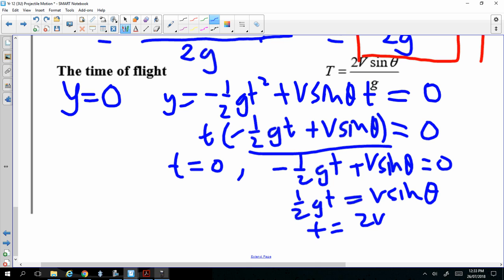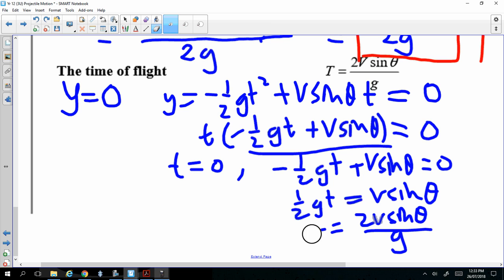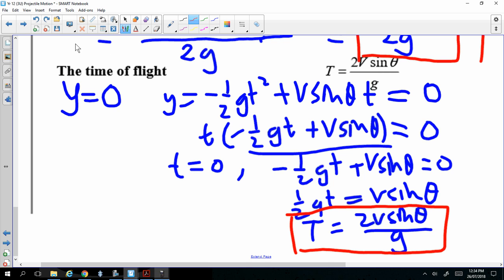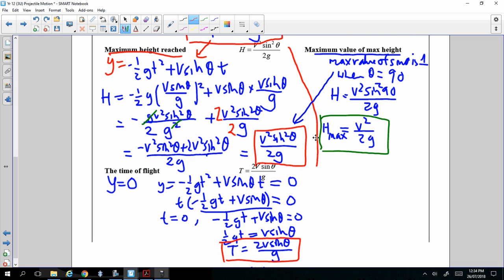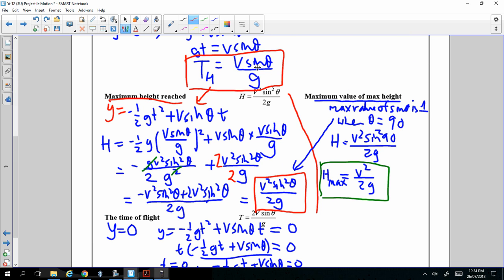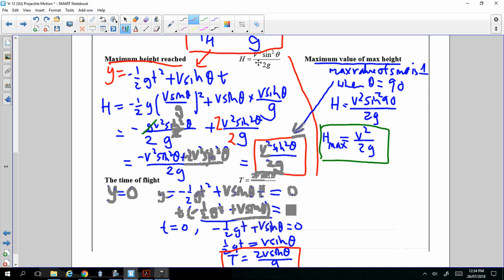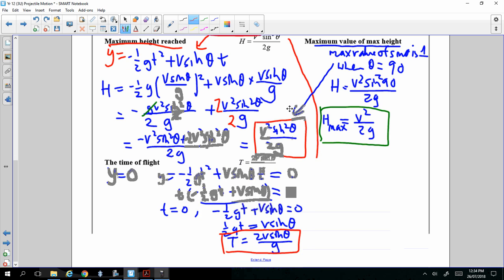And notice that due to the symmetry, the time of flight is exactly double the time it takes to reach the highest point. So note, this is double the time it takes to reach max height. Alright, okay, done. Then we'll go to the next page.